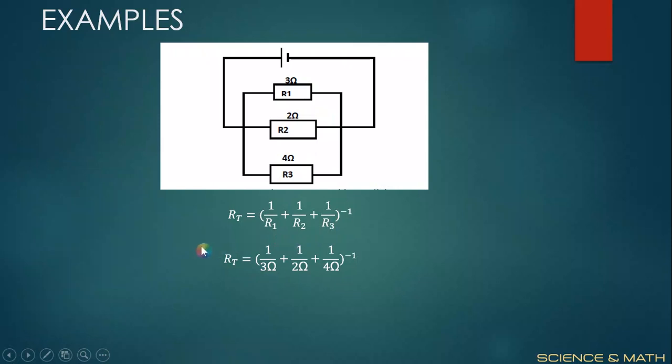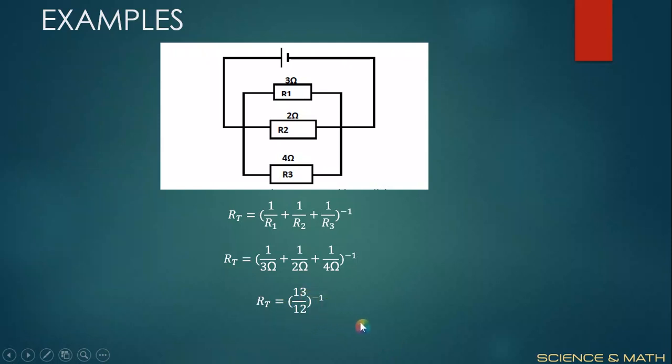So total resistance, RT, right, is going to be the sum of this raised to the power -1. When you add these 3 fractions, you are supposed to get RT is equal to 13 over 12. That's ohms, right? All of it, you're going to raise it to the -1.